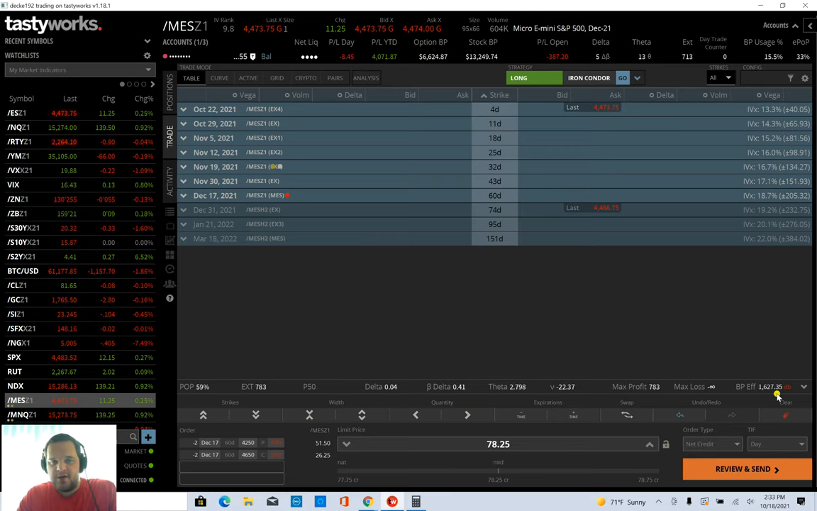So if you're doing these short strangles, you don't want to over leverage yourself. If you wouldn't do more than one short strangle in SPY, then I wouldn't do more than 2 short strangles in MES. Just be aware when you're using futures that they're leveraged products, so you don't want to over allocate too much.